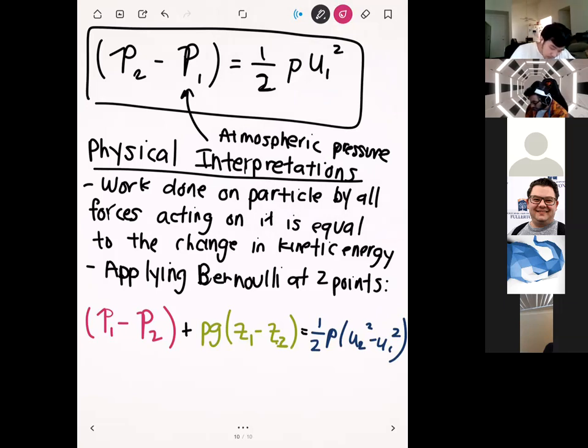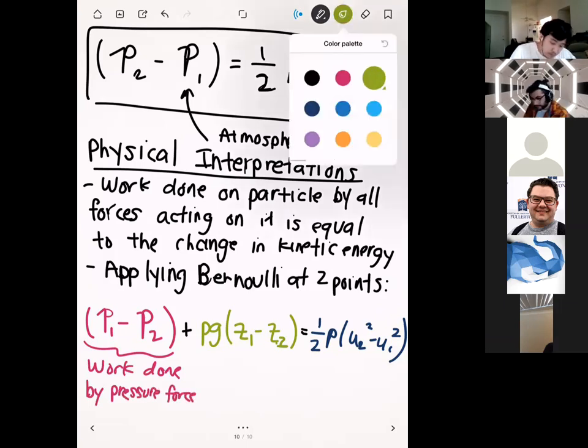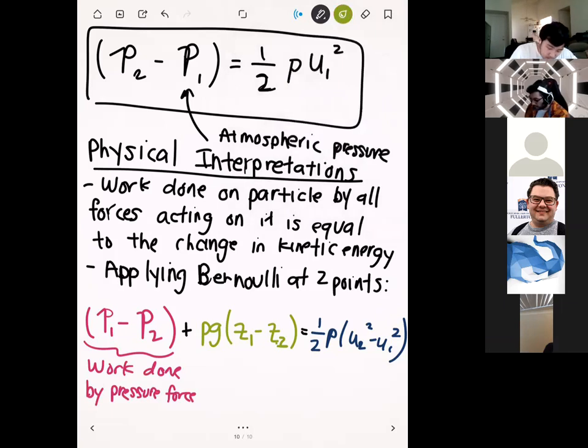Okay? And so let's group each of these terms that I've colored, and let's label them, and let's describe them and put them in terms of the work energy principle that I have up there. Okay? And so this P1 minus P2, one way that you can interpret this is the work done by pressure forces. This term right here, this is the work done by gravity.